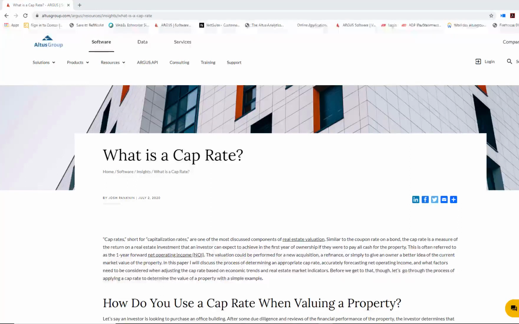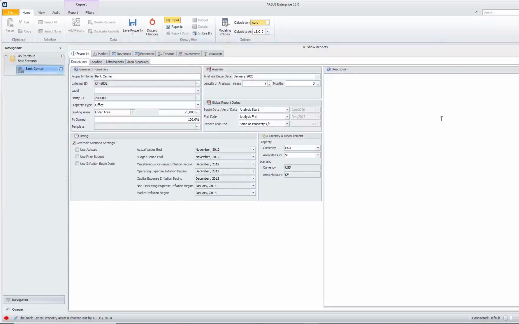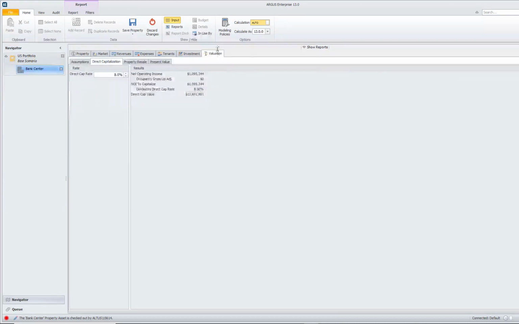So what we're going to do today is we're actually going to talk about cap rates in ARGUS Enterprise. So I'm going to go ahead and navigate over to AE, and you're actually going to see cap rates in two different places within ARGUS Enterprise. And both of those are going to be found in the valuation parent tab. So if I go to that valuation parent tab and I go to that direct capitalization sub tab, we will actually see our direct cap rate.